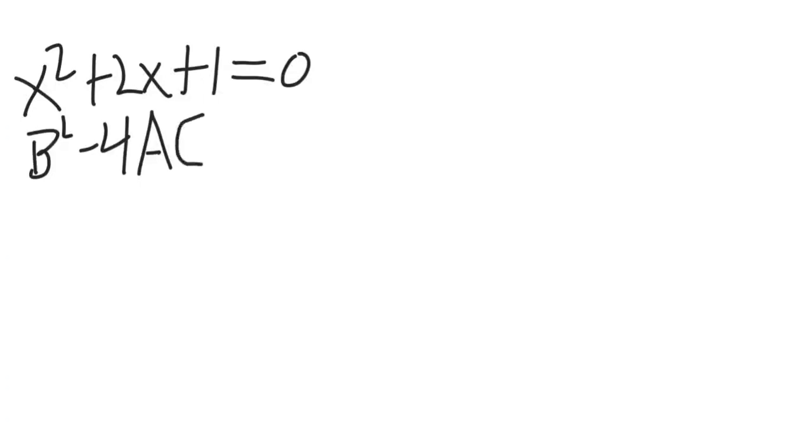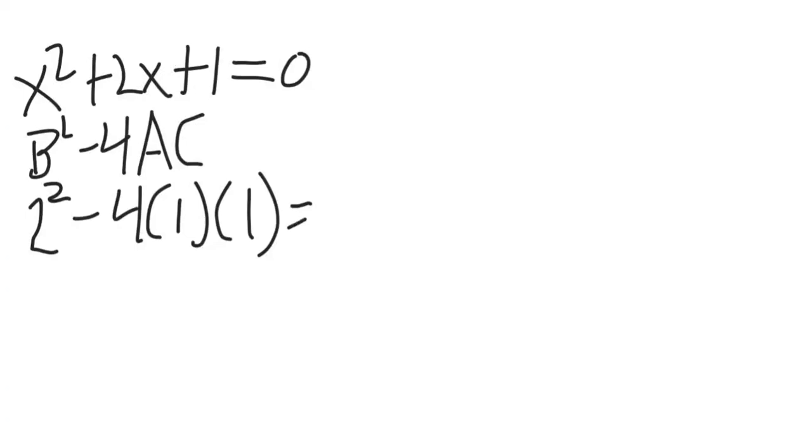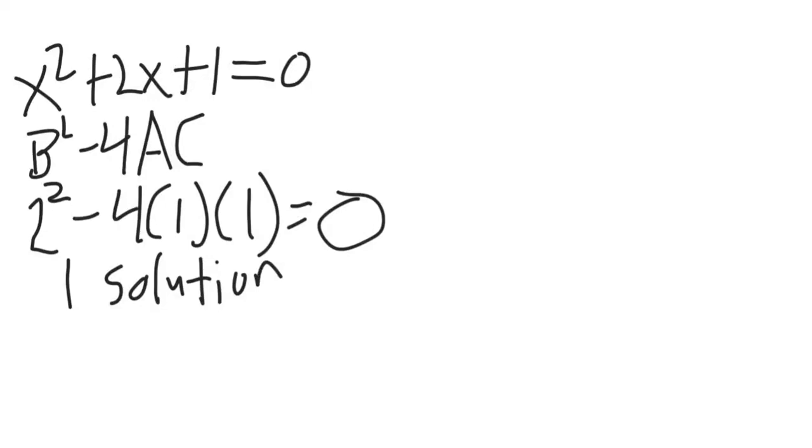So here, we know that a is 1, b is 2, and c is 1. When we plug this in, we get b squared is 2 squared, minus 4 times a is 1, and c is 1. So 2 squared is 4, minus 4 is 0. So in this case, the discriminant is 0, so we have one solution. We didn't care what that solution is, and so we can be done at this point.